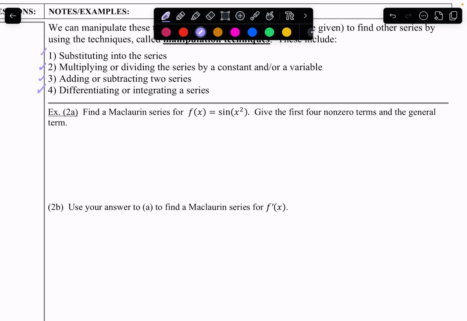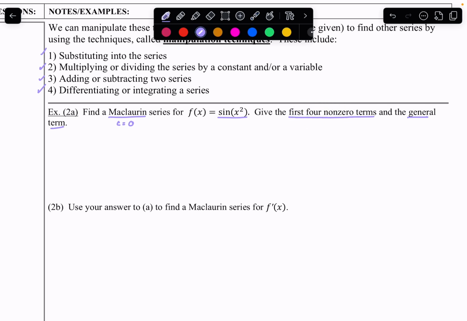The first one asked me to find a Maclaurin series. So again, I know that the center is 0. For the series f of x equals sine of x squared. And now it asks for the first 4 non-zero terms and the general term. So this is no longer about degree, right? It's just asking for 4 terms.